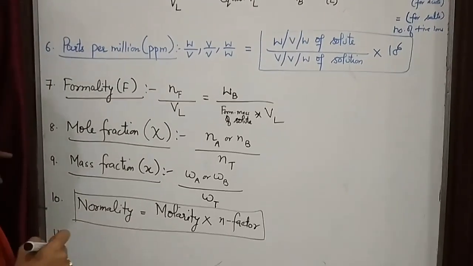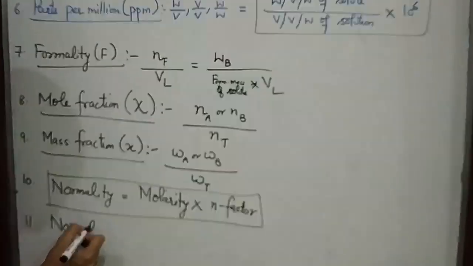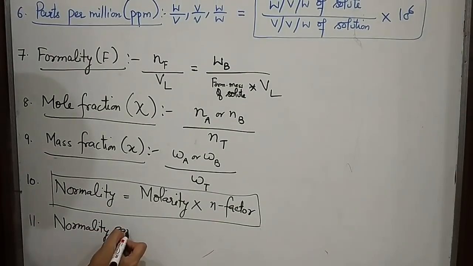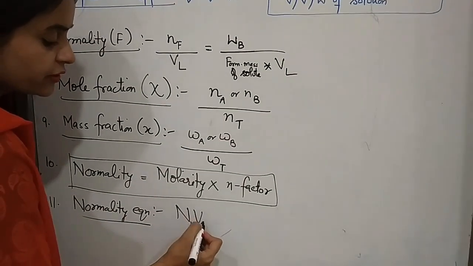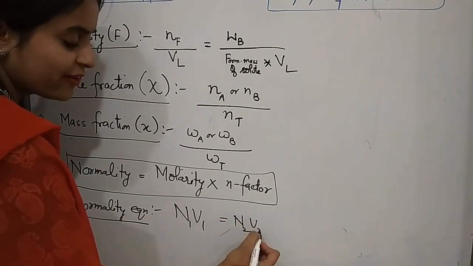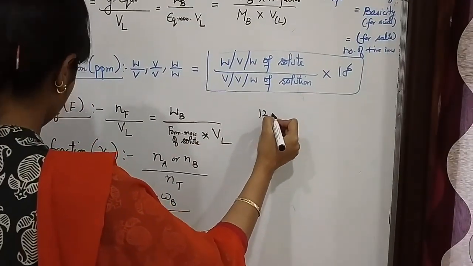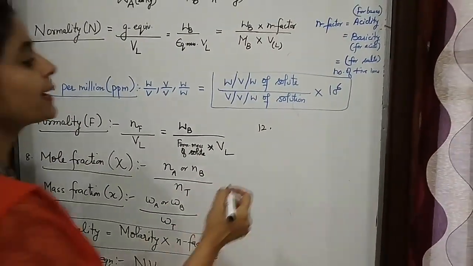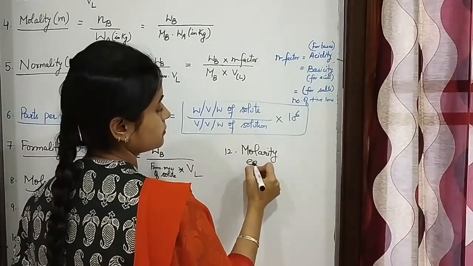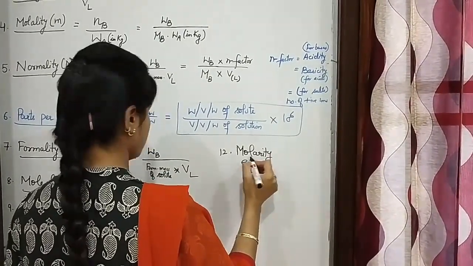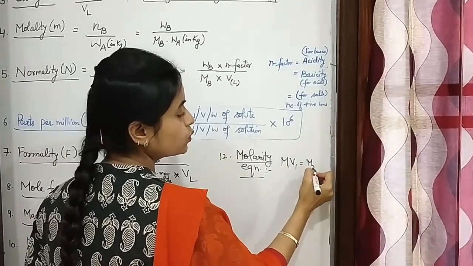Another relation is, that is normality equation, which we use in numericals. Normality equation, that is n1 v1 is equal to n2 v2. I will explain you with the help of numerical. And 12th one is molarity equation. It is m1 v1 is equal to m2 v2.